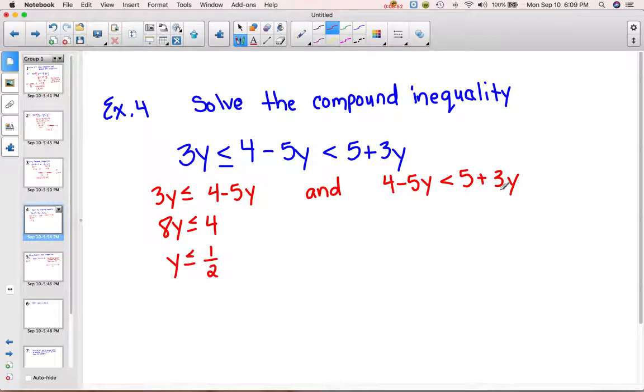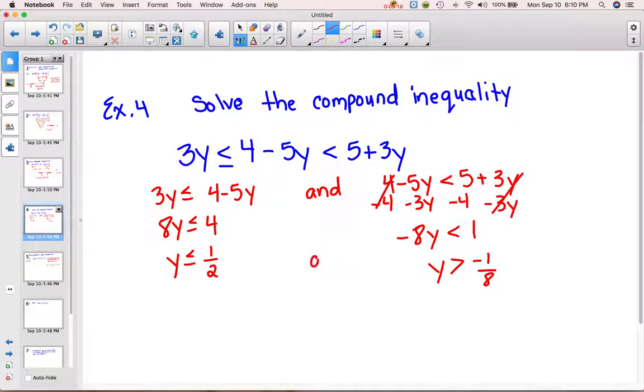And over here I'm going to subtract 3y. And I'm going to subtract 4. So I get negative 8y is less than 1. So we have y is greater than, because it flips when you divide by a negative, negative 1/8. And we have an and.